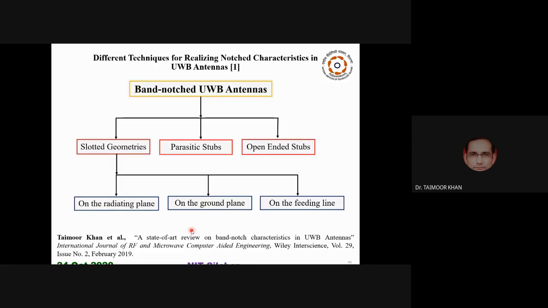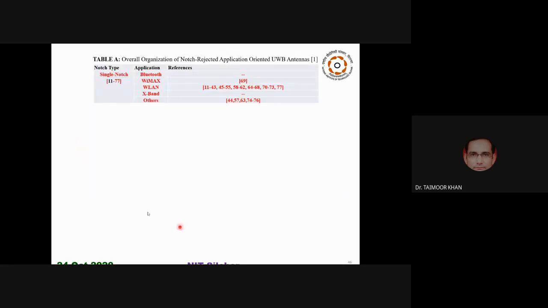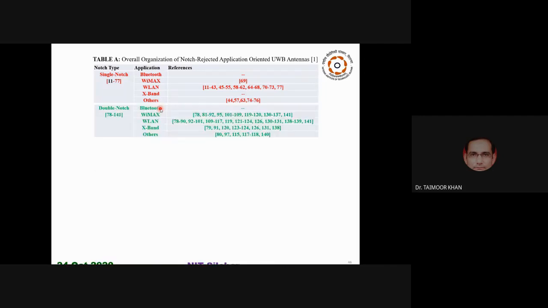In continuation of that, a book is also going to be published in February 2021, on band notch and interference cancellation in ultra-wideband antennas, with CRC, Taylor and Francis. Now come to the conclusion for the existing literature. For single band notch characteristic, reference numbers 11 to 77 are there, which have been used so far for WiMAX, WLAN, X-band and other applications.